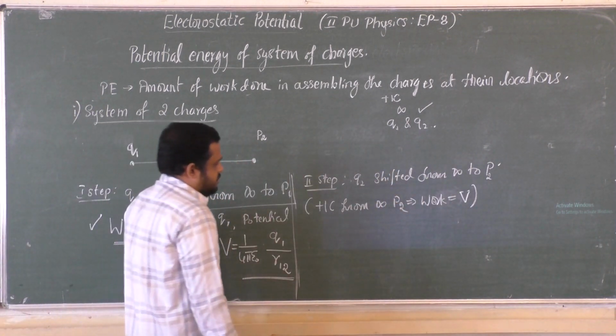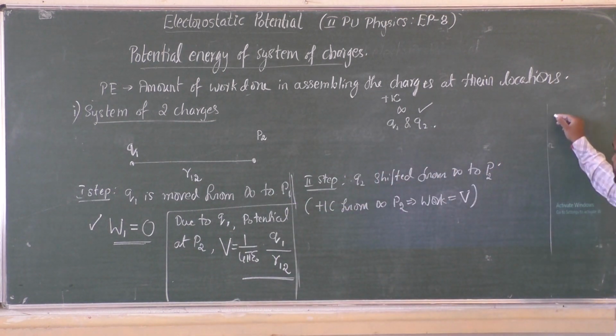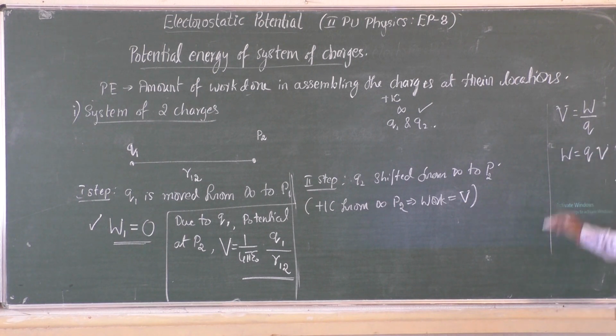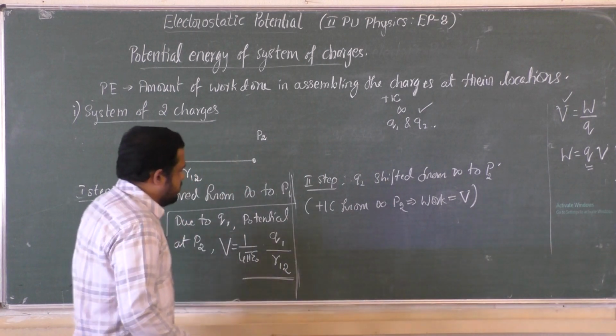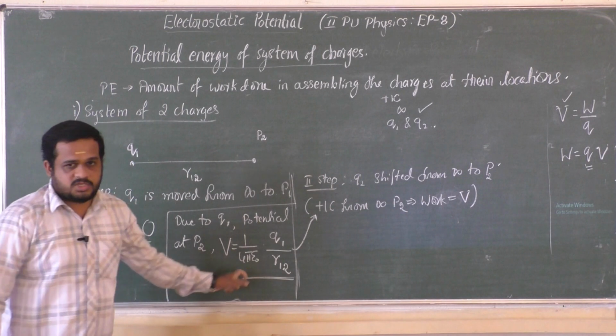We know the relation between electric field and electric potential. In earlier classes, I have mentioned this equation: potential V is equal to W divided by Q, or W is equal to Q into V. In case of a unit positive charge, this is the work done. In case of a charge of magnitude Q, the amount of work done is given by the product of the magnitude of charge and potential.